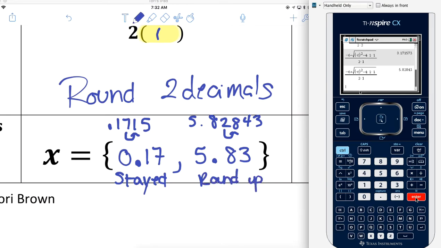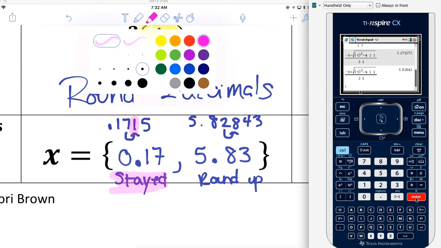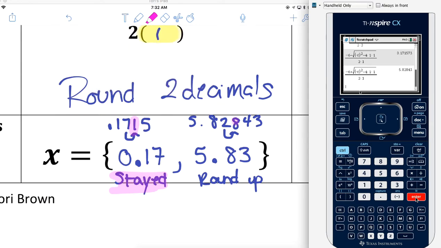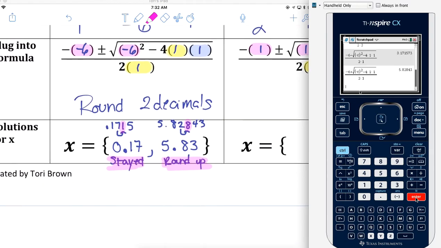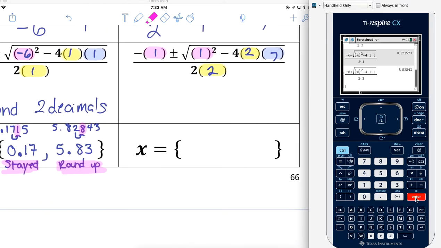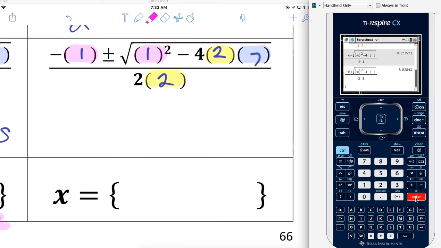So to reframe, this one stayed, this one rounded up. That's because of these little numbers. This 1 made it stay. This 8 made it round up. Okay, I hope that makes sense. If you have issues with rounding, please come see me, because that will dictate whether you get the answer right or not, okay? All right, last one, number 4.